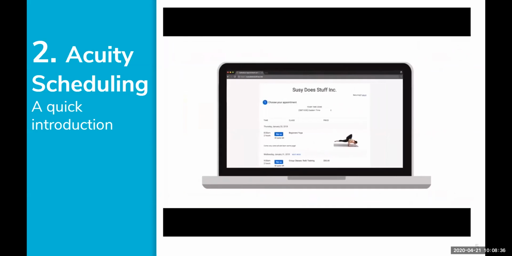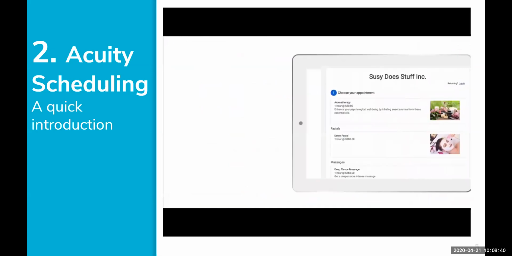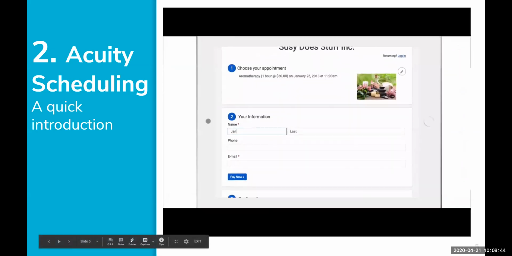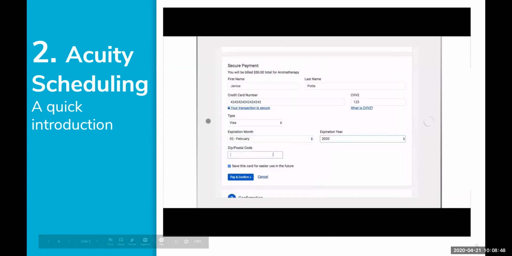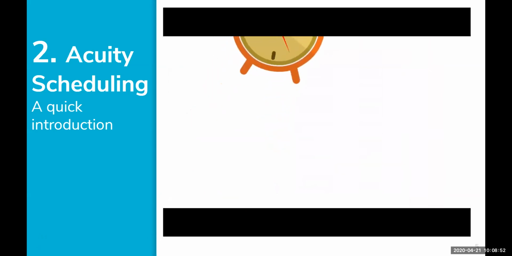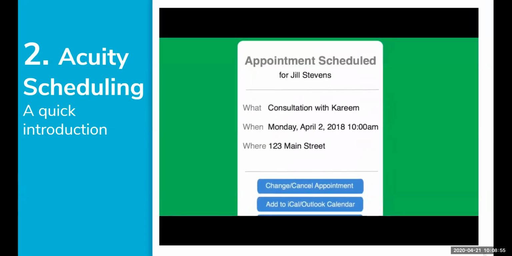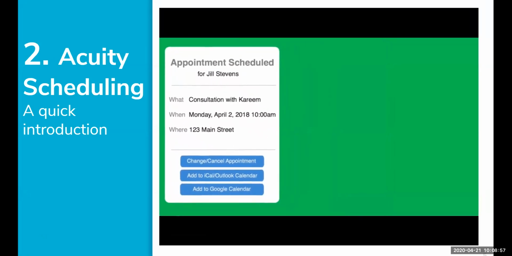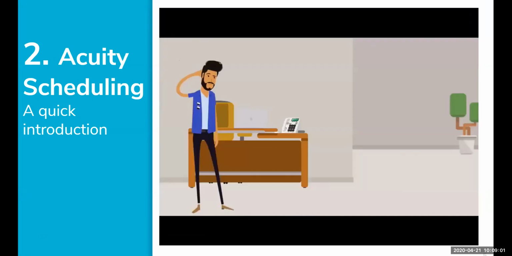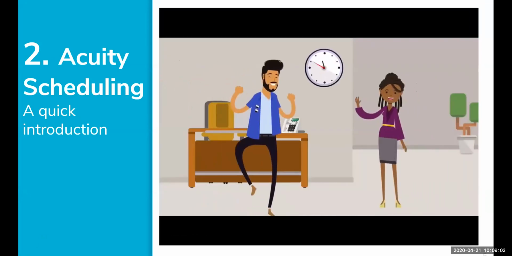Now your clients can self-schedule appointments from their own computer, phone, or tablet. Choose a service, a day and time, enter in contact information, and even pay for the appointment all in one convenient place. No more phone calls needed, and no more missed appointments too. You and your clients will receive notification emails when new appointments are booked and can get a text message reminder before the appointment begins. Look at that, right on time.